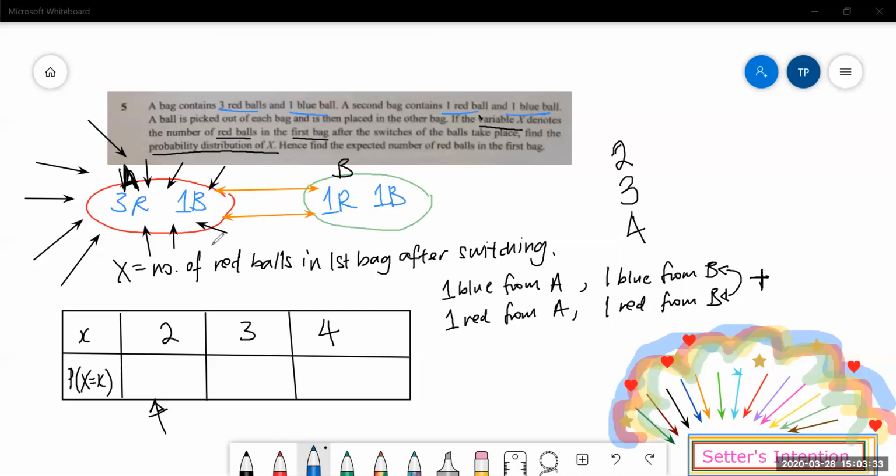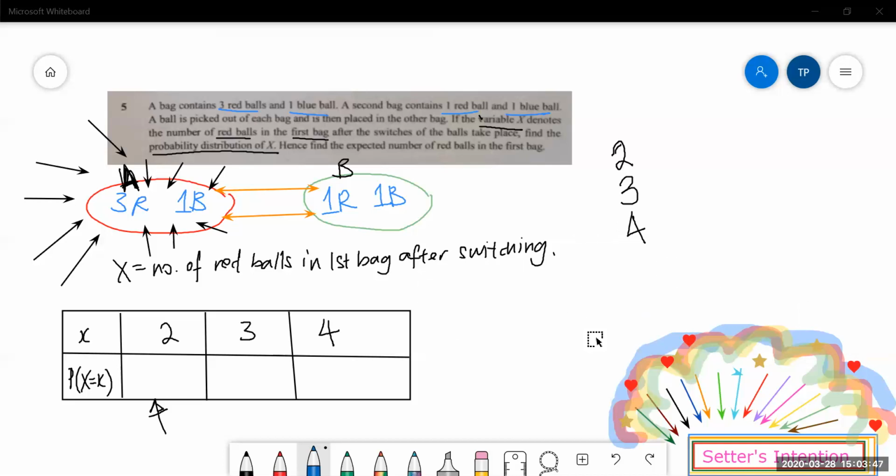Done. Okay, then to get 4, how to get 4? 1 minus the rest. Wow, very smart. Correct. So there you go, you have a probability distribution of X. Then after that, the last part is to find the expected number of red balls in the first bag. Easy.